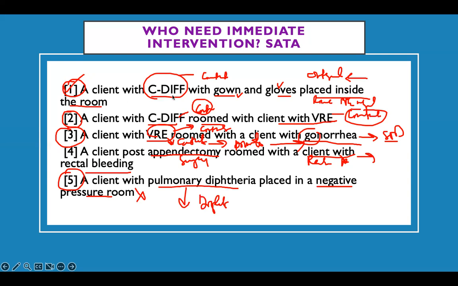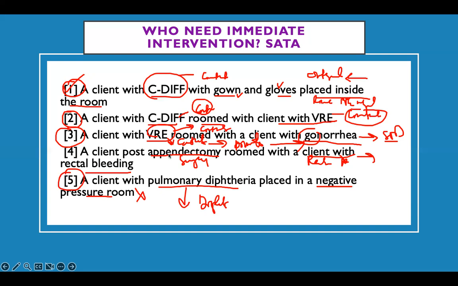So as you can see, for this patient, their gown and gloves should be placed outside, not inside. The patient should not be roomed with the VRE patient, even though they both have contact precaution, because they have different organisms. The VRE patient can infect the gonorrhea patient. The gonorrhea patient will not infect, so we should not place them together.